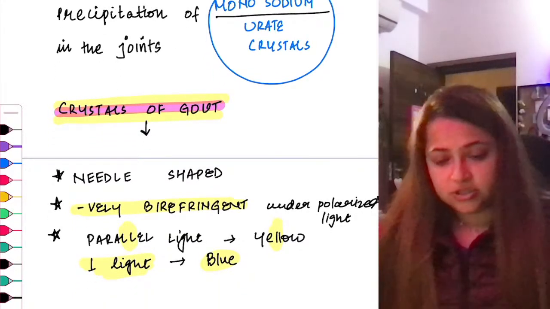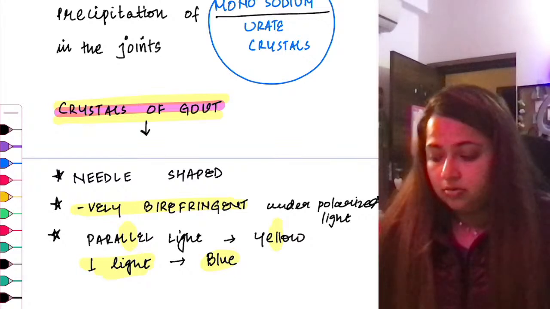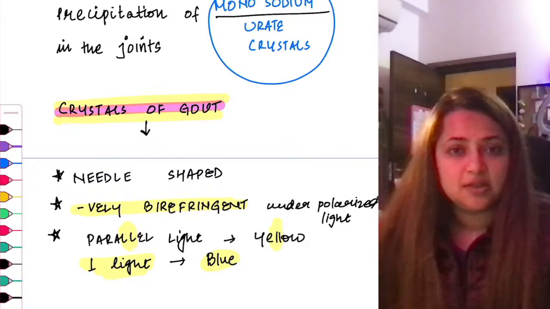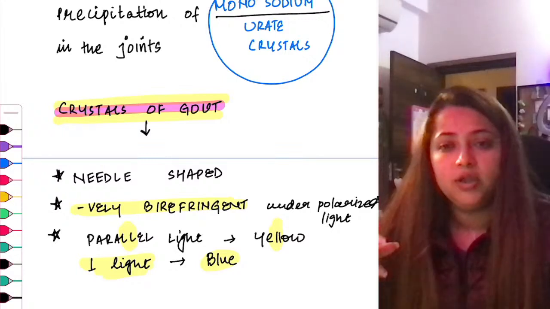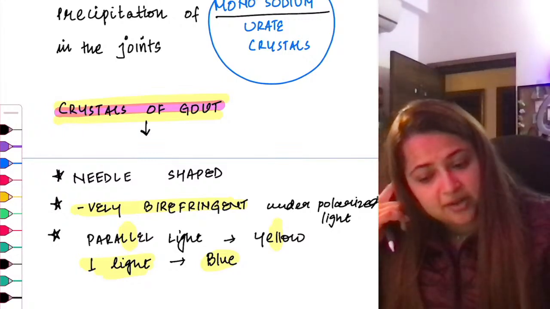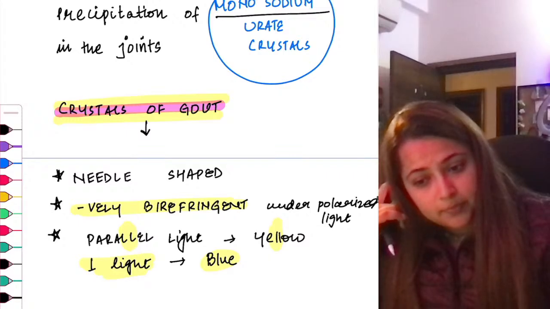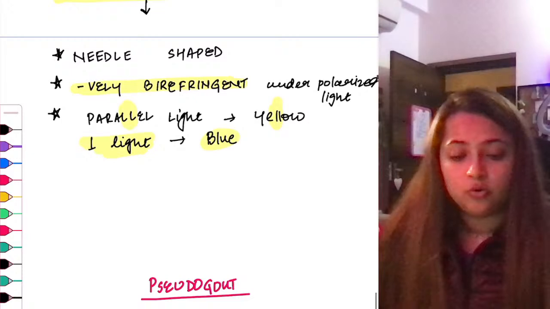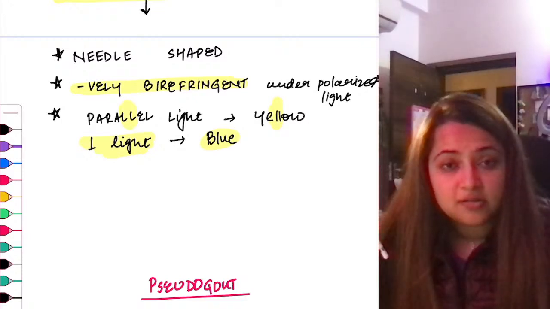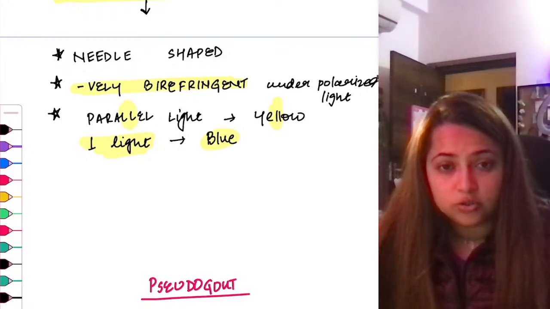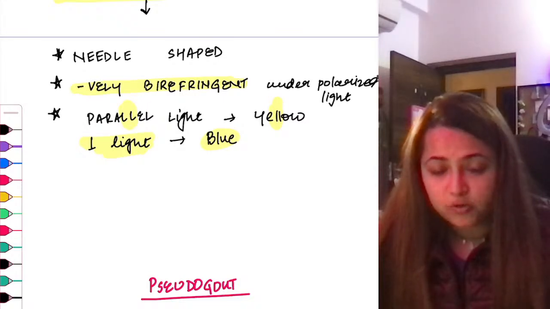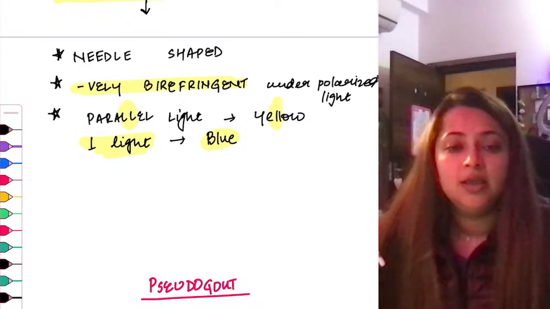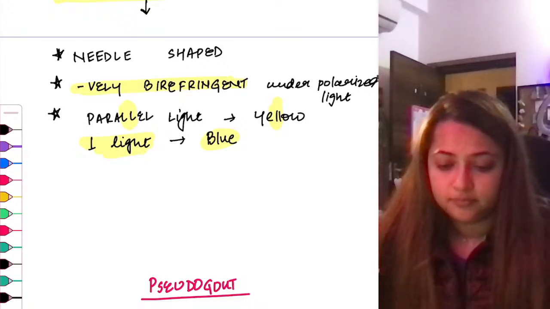So guys, there's a situation that is kind of opposite to gout. The crystals seen in that condition would be showing opposite properties as seen in gout. What is that condition? That condition is known as pseudogout. This is very, very important. First question: what type of crystal deposition takes place in the joint space in case of pseudogout?